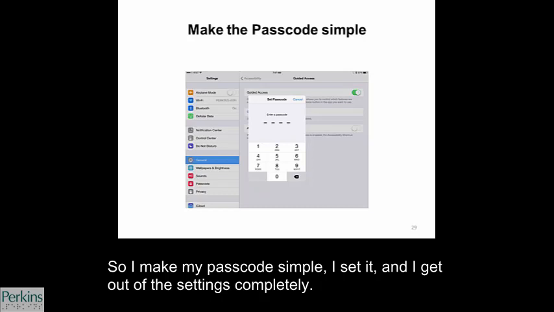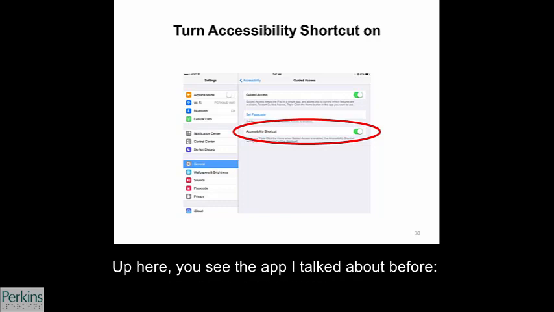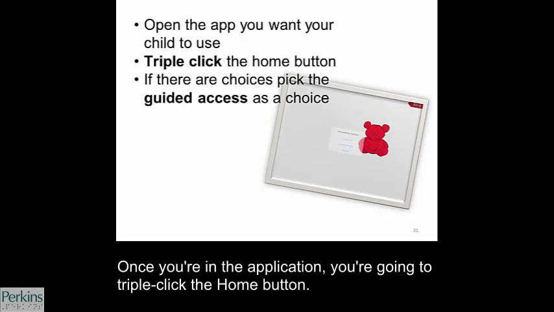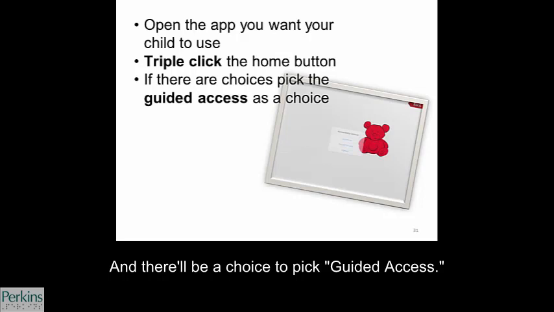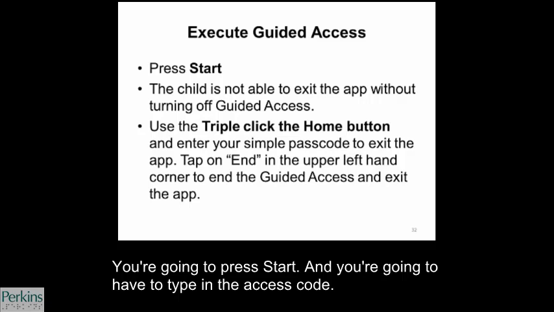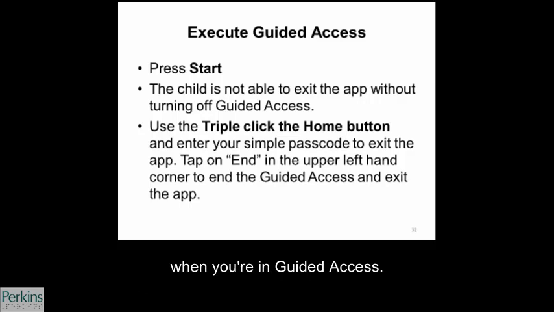Now you're going to go into an application that you want to use with a student. Up here you see the app I talked about before, Tap and See Now. Once you're in the application, you're going to triple click the home button. And there'll be a choice to pick guided access. You're going to press start, and you're going to have to type in the access code. So the child is not going to be able to exit the application at all when you're in guided access.